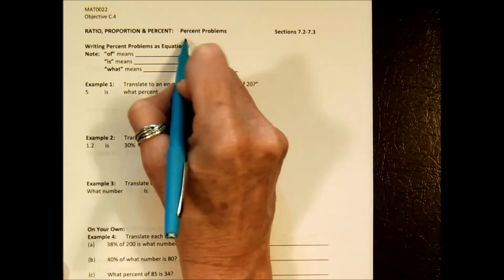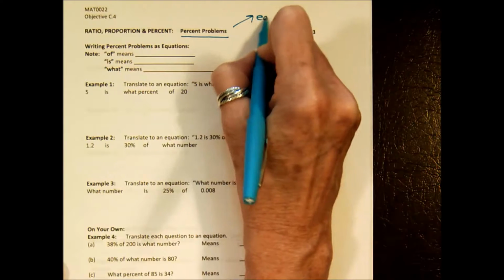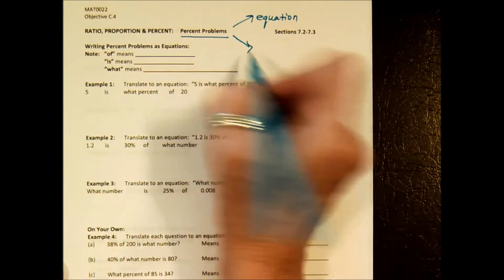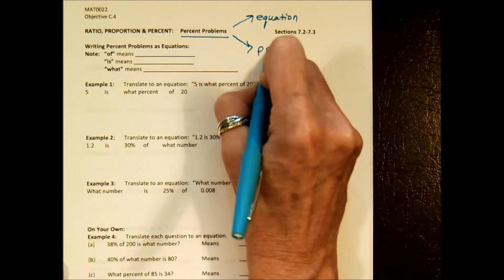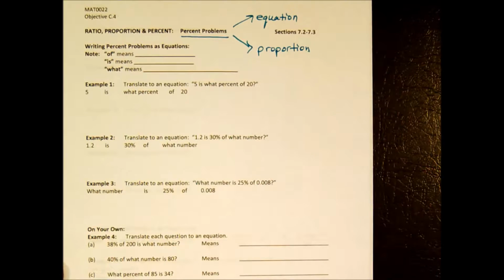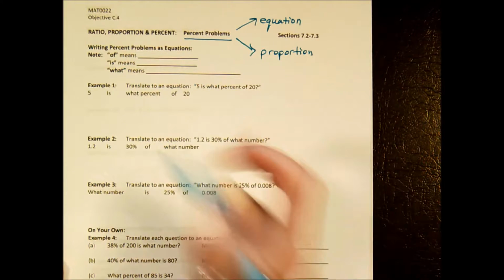So to do percent problems, there are two different ways. There is the equation method, which we're going to start with. It's my preferred method, I'm going to be honest. And then there is the proportion method, and that's what most of you were taught in middle school, and a lot of you will like that way better. You have to be able to do both of them.